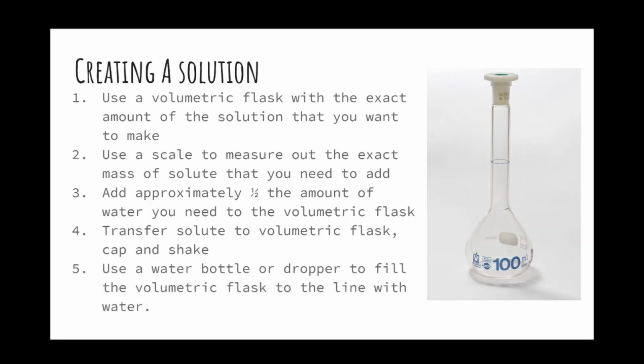Then the last thing you're going to do is get that bottle of your solvent, maybe it's a water bottle or a dropper, and fill it exactly to that line. Now, this is probably one of the most annoying parts of creating a solution, because it's so easy, if you're not careful, to go over that line. And guess what? If you go over that line, you have to make the whole solution again, because now it's not the same molarity. You just added more solvent than you needed. And you can't just take it out, because if you take out some of that solvent, you're also taking out some of that solute that you added. So you have to be very careful and make sure that you get the meniscus right on that line.